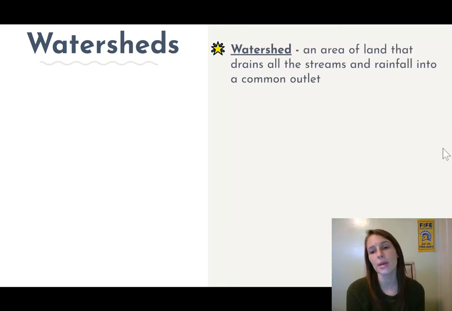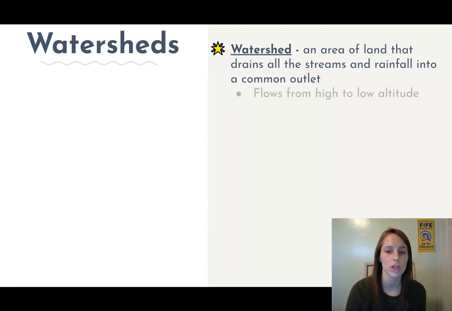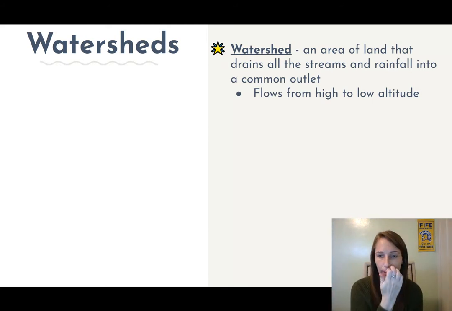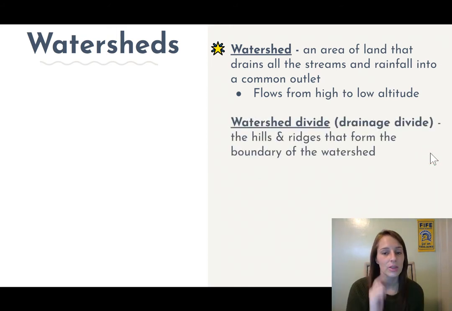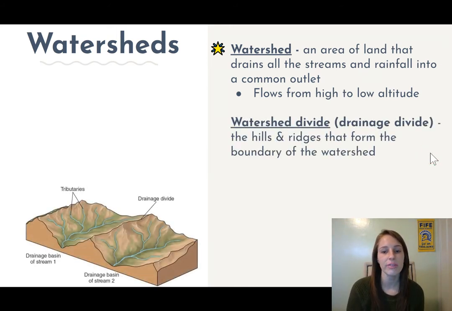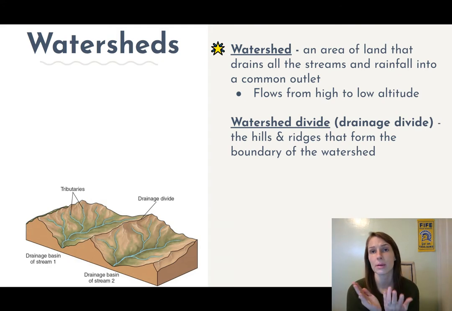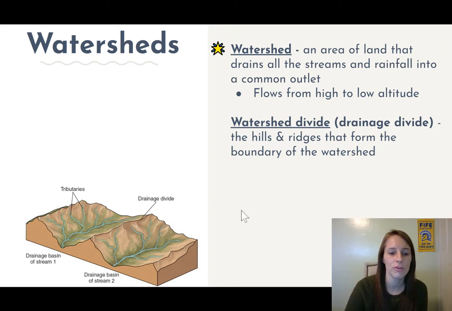A watershed is going to be an area of land that drains all of the streams and rainfall into a common outlet, such as a lake or the ocean. And the water is going to be flowing from areas of high to low altitude, just because that's how gravity works. Now there's this thing called the watershed divide, and it's sometimes also called the drainage divide. And these are going to be the hills and ridges that form the boundary of the watershed.